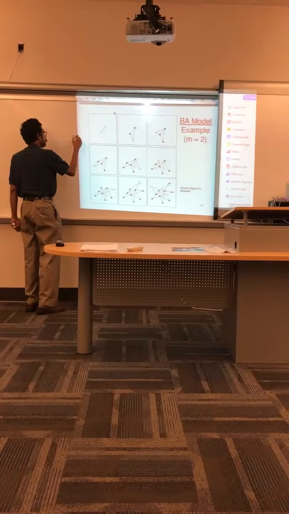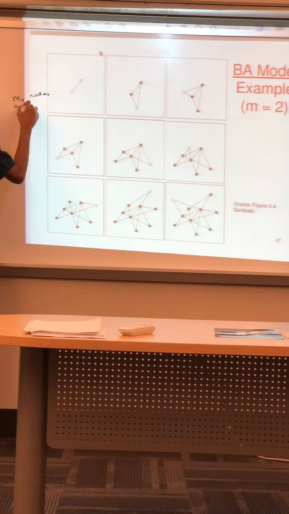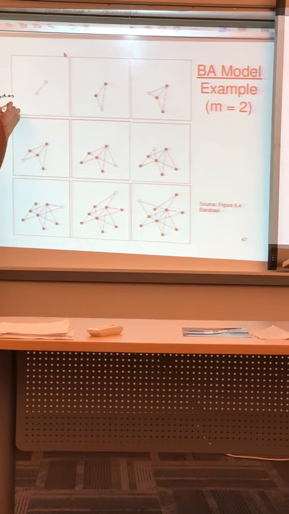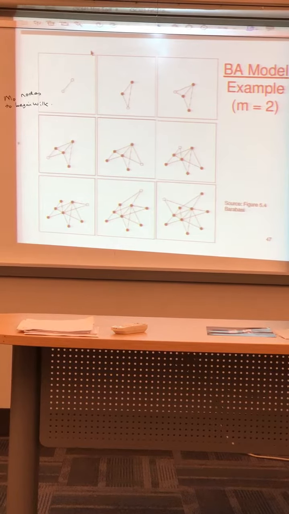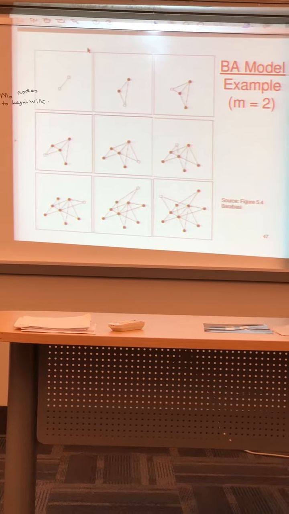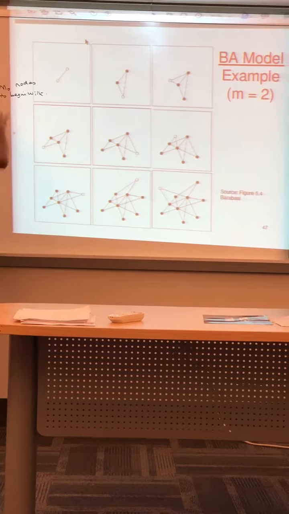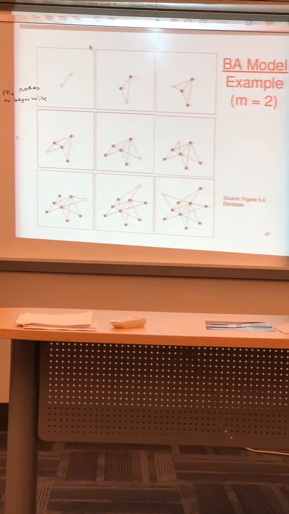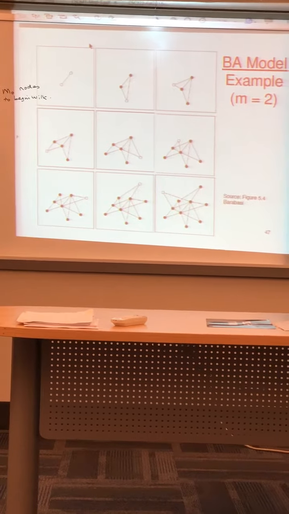We're going to have some M0 nodes to begin with. Okay, so M0 is the initial number of nodes that are out there in the network. And then what happens is you set up some links among those M0 nodes such that each node has at least one edge incident on it.